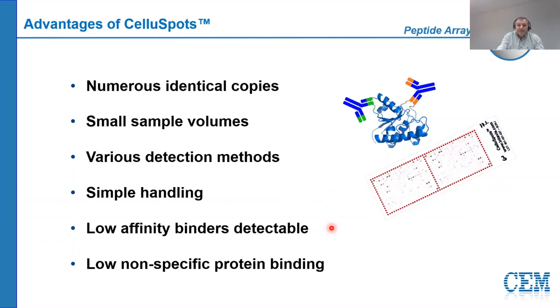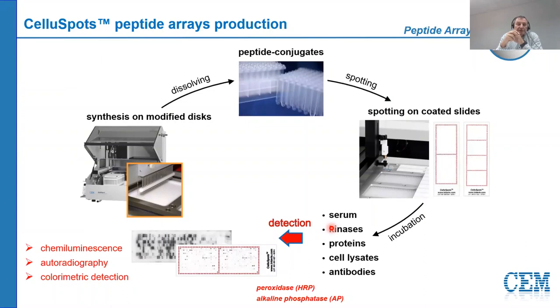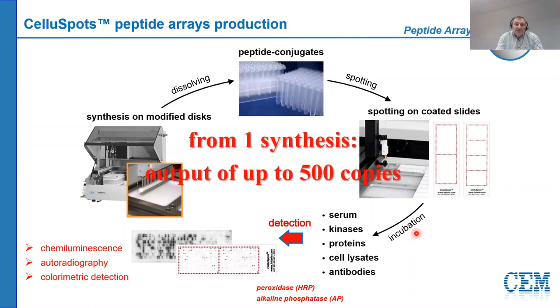The cellulose spots are unique because we are synthesizing on a cellulose disk. They are in an array of 384 format. We do the standard FMOC synthesis on a Multipep 1 or Multipep 2 from CEM. We do the workup and the dissolving of the disk to get the peptide cellulose conjugates. These are spotted by using a slide spotting robot onto coated glass slides, and we can have these then later for incubation with sera, kinases, proteins, cell lysates, or antibodies. And from one synthesis out of the machine, we can generate up to 500 copies of the glass slides.